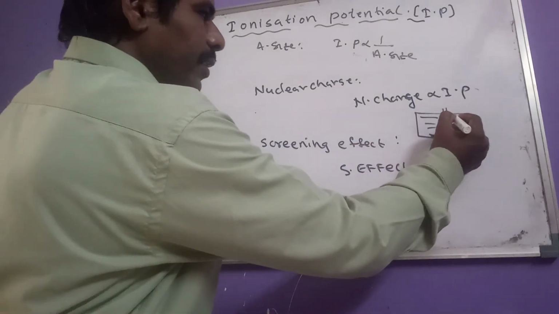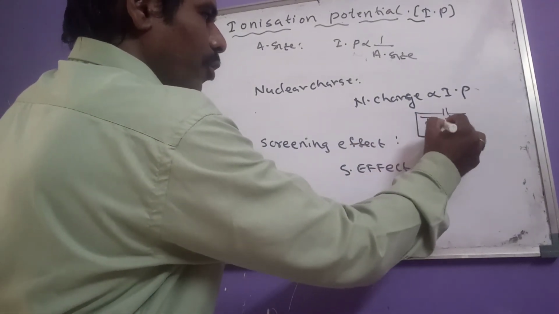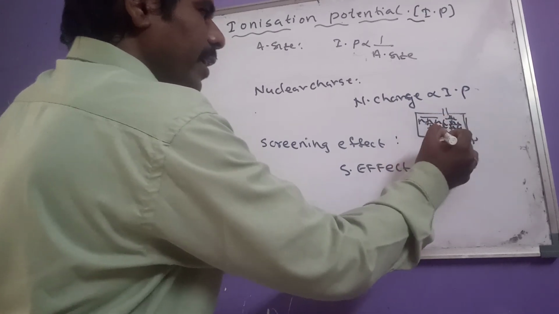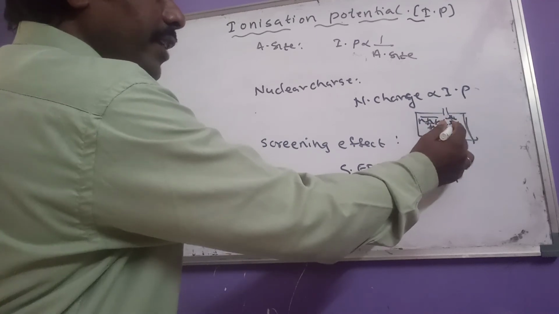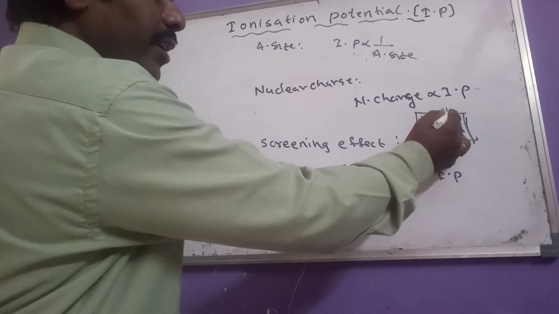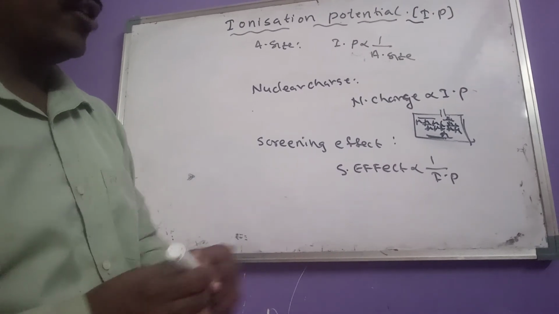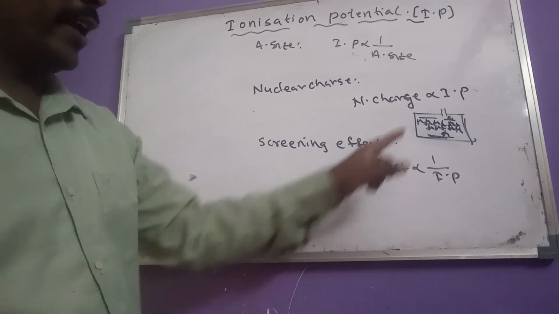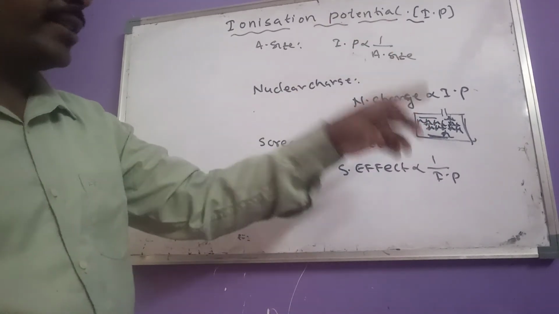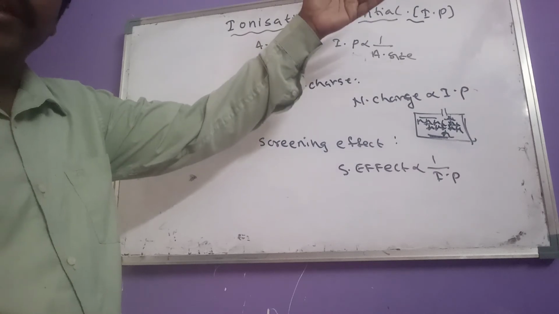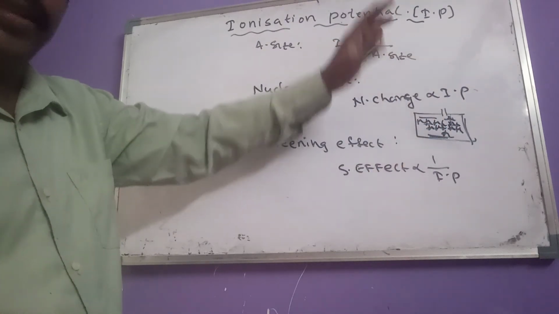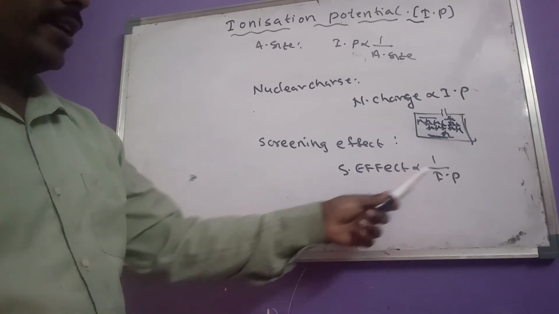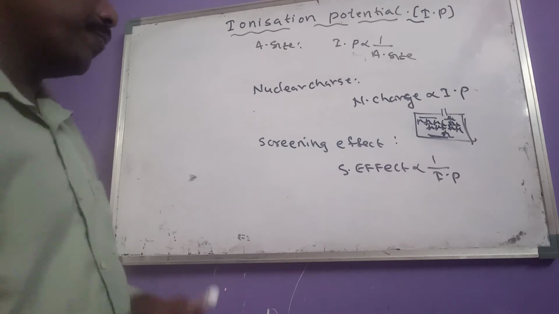But in between the student and lecturer, if so many students are there and they are in standing mode, now what happens here? These students will screen the lecturer's concentration on the last bench student. So now that last bench student easily escapes out from the classroom. So like that, as screening effect increases, escaping possibility also increases. That means easiness increases. So ionization potential decreases. So like that, screening effect is inversely proportional to ionization potential.